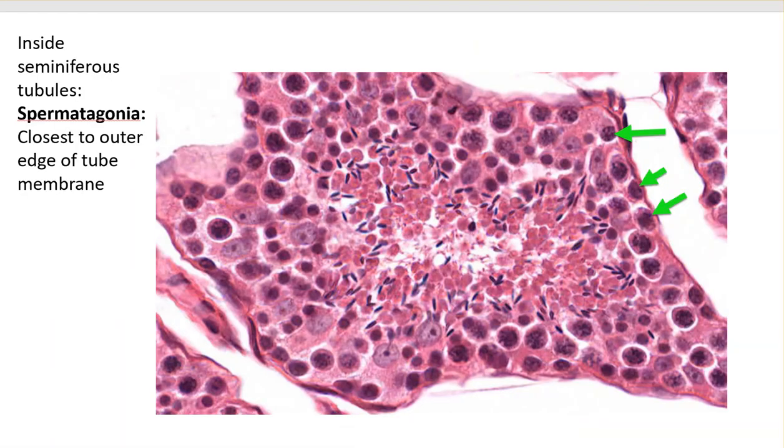Okay, so here's a seminiferous tubule. It's kind of a funky shape, but that's okay. Spermatogonia are going to be at the very farthest away from the lumen, right against the edge of the basement membrane. The green arrows indicate spermatogonia.